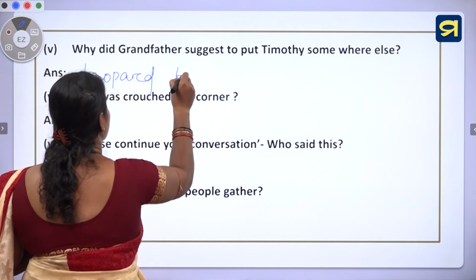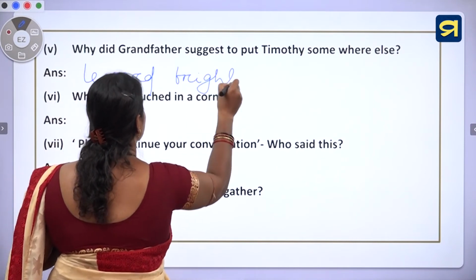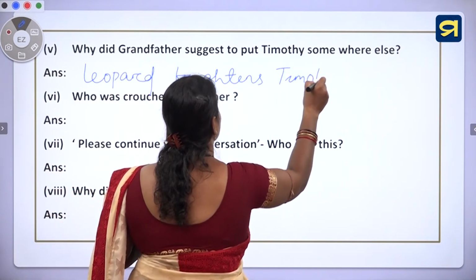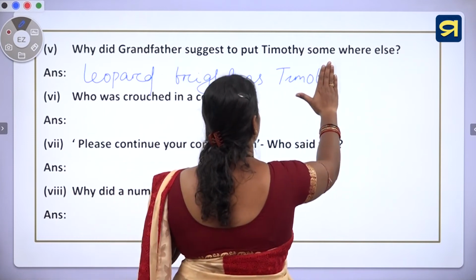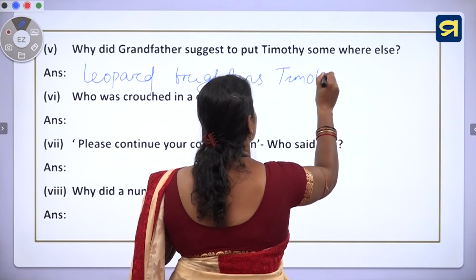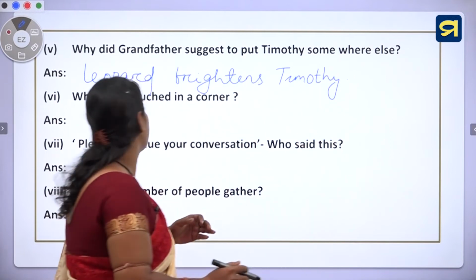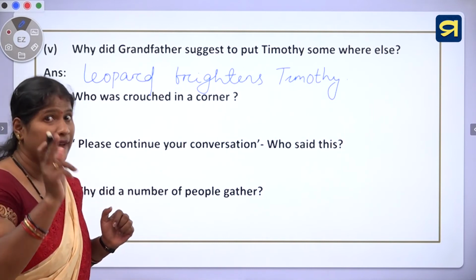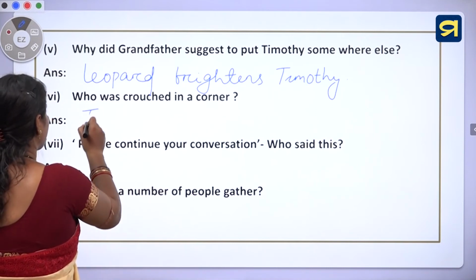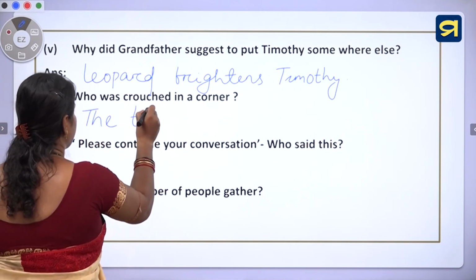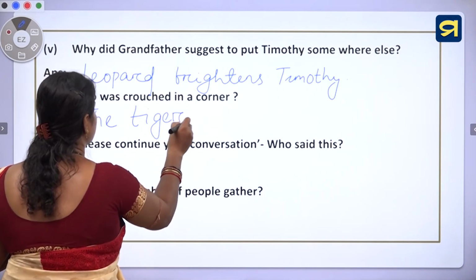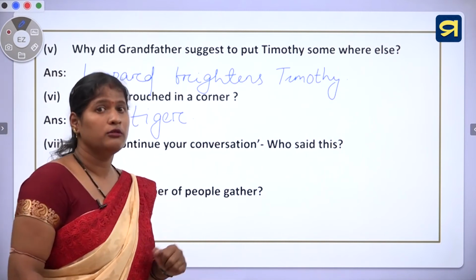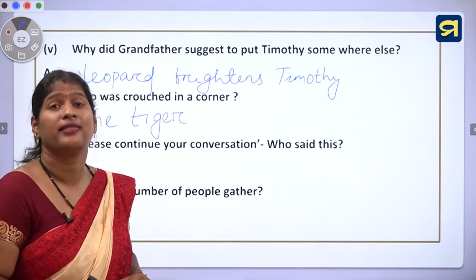The leopard frightens Timothy. Okay, children. Next, question number 6. Who was crouched in a corner? Very good. The tiger. The tiger was crouched. Number 7. "Please continue your conversation." Who said this? Very good. The keeper.